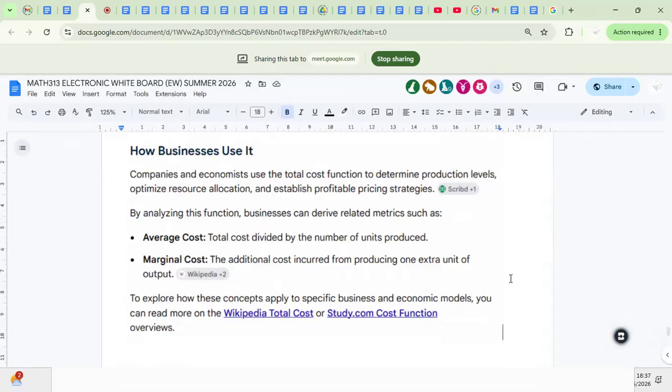It's like an average. And marginal cost is the additional cost incurred from producing one extra unit of output. So the marginal cost is like a rate, whereby with each extra unit, by how much the cost increased. So if I have to produce one more device, by how much my cost will increase.